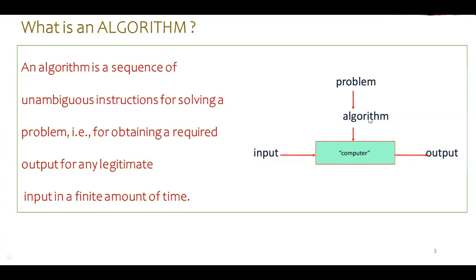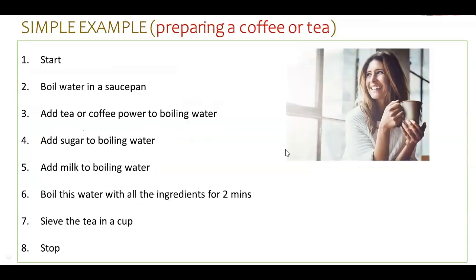So what do you mean by an algorithm? An algorithm gives you a step-by-step solution for your problem. We follow those step-by-step solutions in order to solve a particular problem. Let's try to understand this algorithm with a simple real-time example. Suppose I want to prepare a coffee or tea. The algorithm will give you the steps for how I'm going to prepare a coffee or tea. So let's start the process.